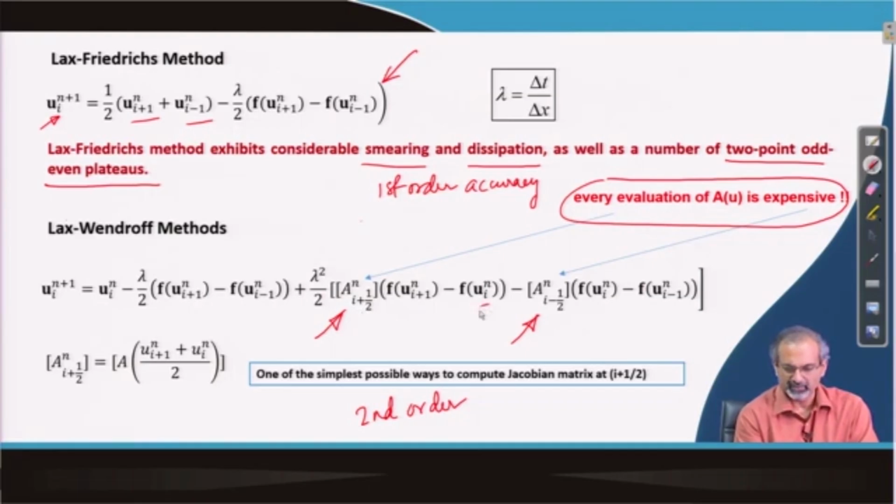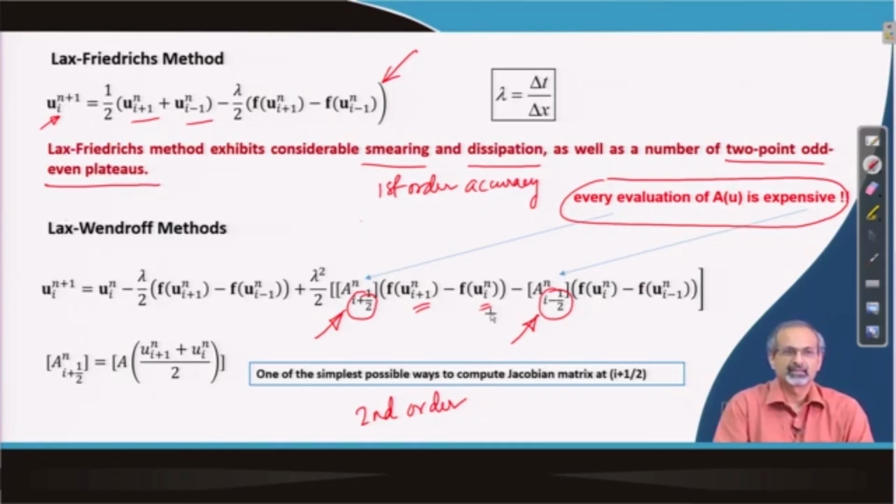One is the main grid comprising of i's and i plus 1s. There is also a staggered location at which you are calculating the Jacobian matrix. So, one thing is you have to evaluate the Jacobian matrix at the staggered locations. The other is that you also want to do the matrix vector multiplications. So, both of these can make this scheme quite expensive.